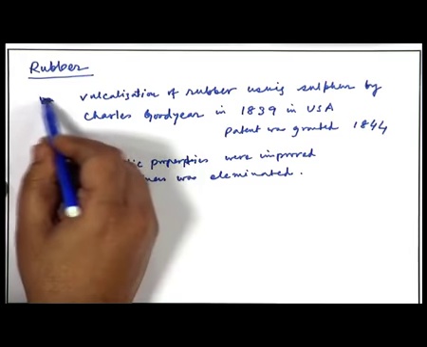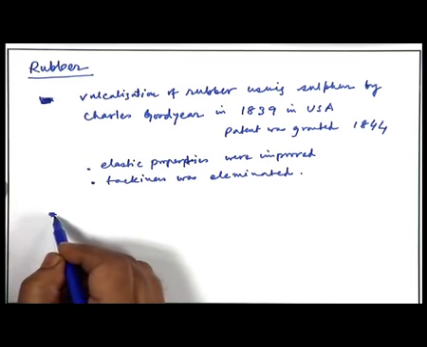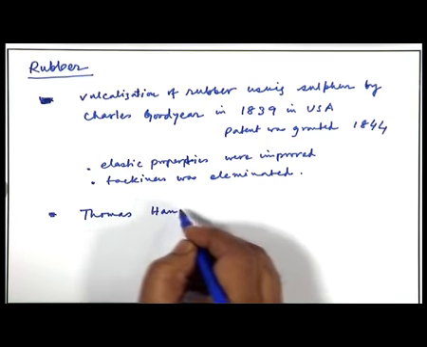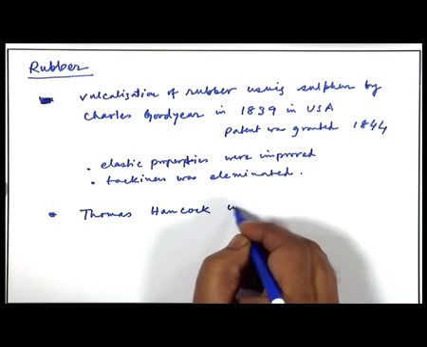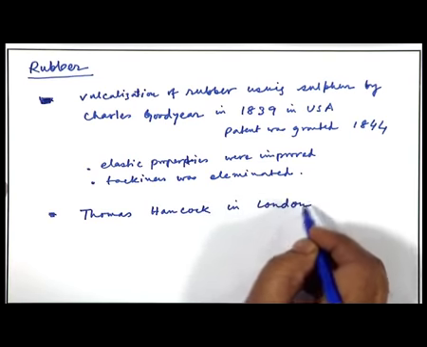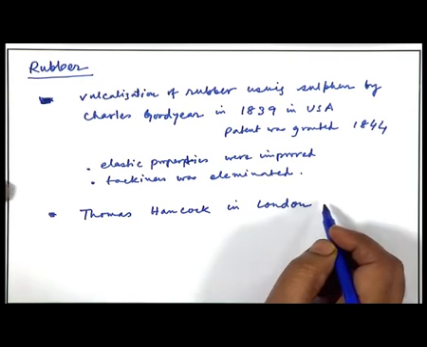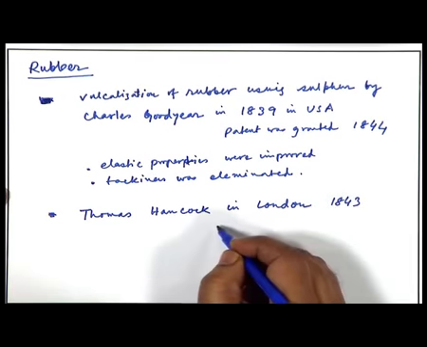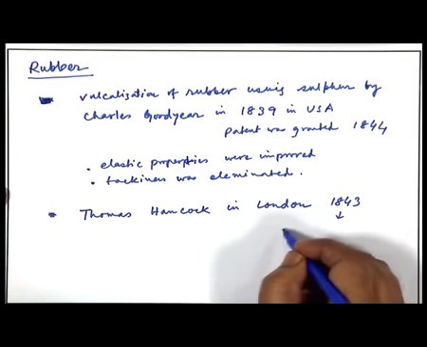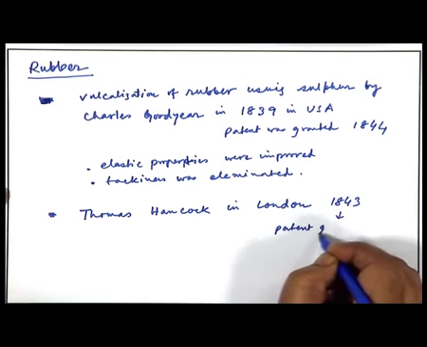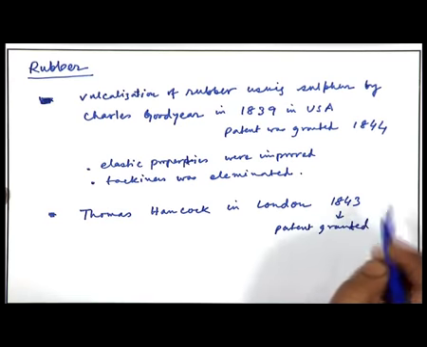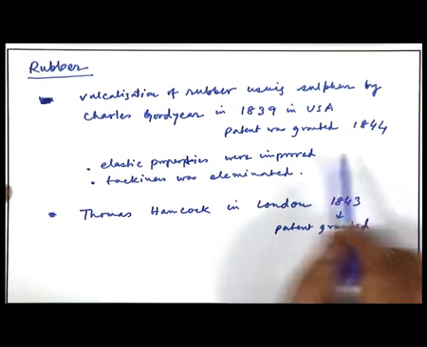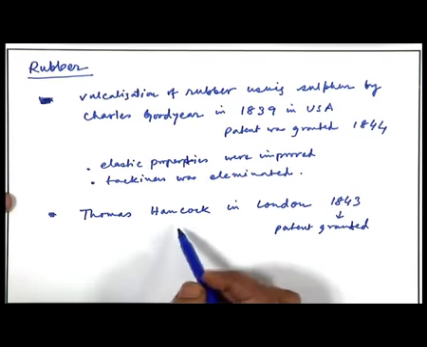Now, at the same time, there was another scientist, Thomas Hancock, in London, who also discovered a similar vulcanization method, and he filed a patent in 1843. This is the filing year. The patent was granted after Goodyear's patent, in 1844. The first patent was to Charles Goodyear, and the next was to Thomas Hancock.